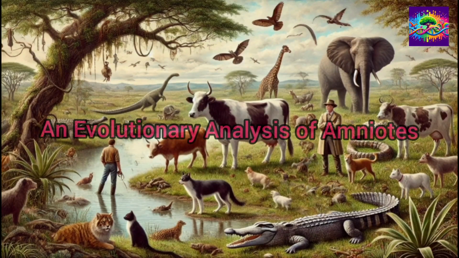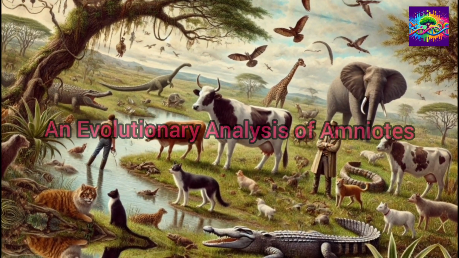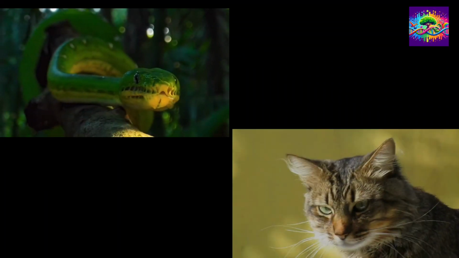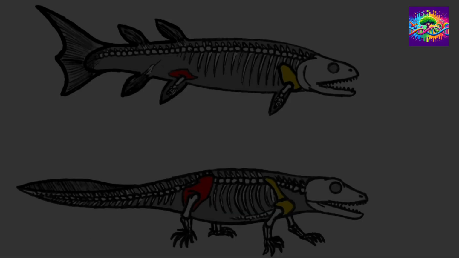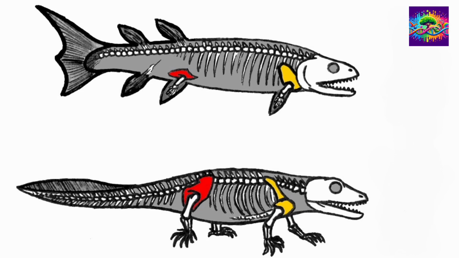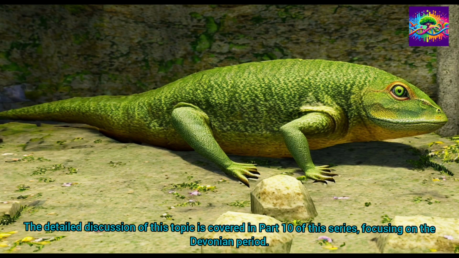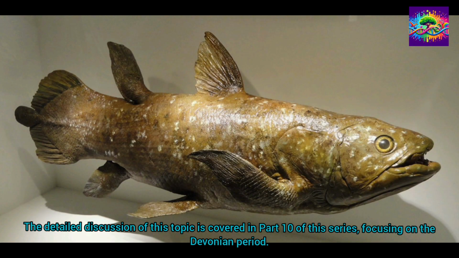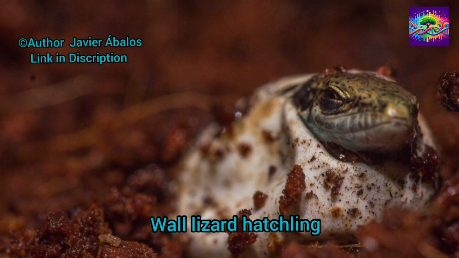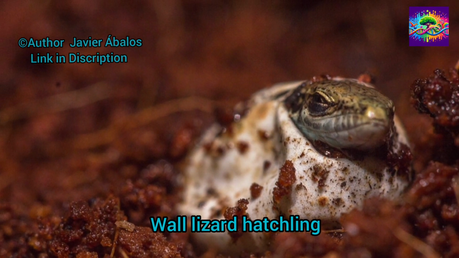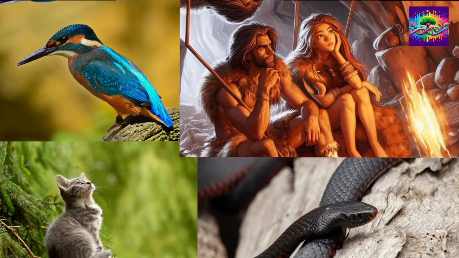An evolutionary analysis of amniotes. The evolution of reptiles and mammals is a fascinating topic. At the end of the Devonian period, the first tetrapods, meaning vertebrates with four limbs, evolved, which could move from water to land. These tetrapods evolved from ray-fin fishes, which have been discussed in detail in a previous video. Some of these terrestrial tetrapods began to lay eggs with hard shells on land and were known as amniotes, which evolved during the Carboniferous period.